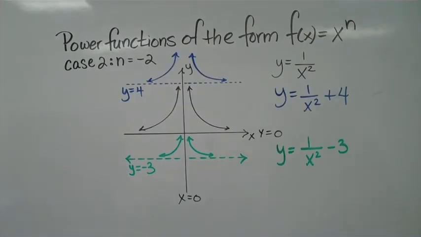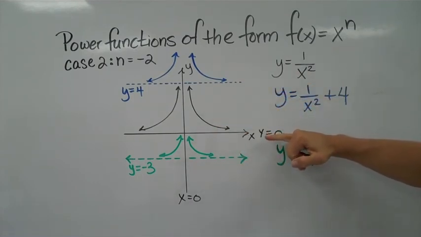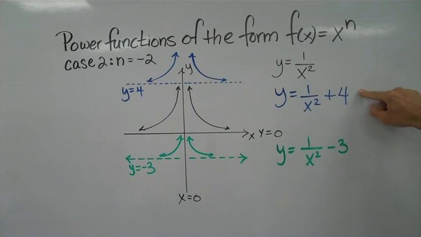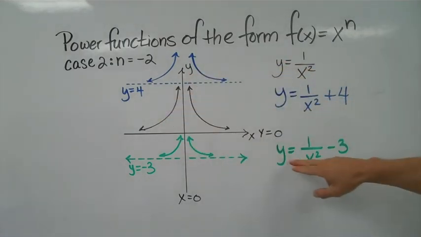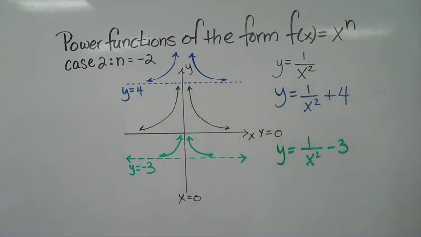Here we have a truncus function, parent function y = 1/x², demonstrated here with horizontal asymptote y = 0 and vertical asymptote x = 0. In blue, y = 1/x² + 4 moves my horizontal asymptote up to y = 4. Similarly, in green, y = 1/x² - 3 moves my horizontal asymptote down to y = -3.